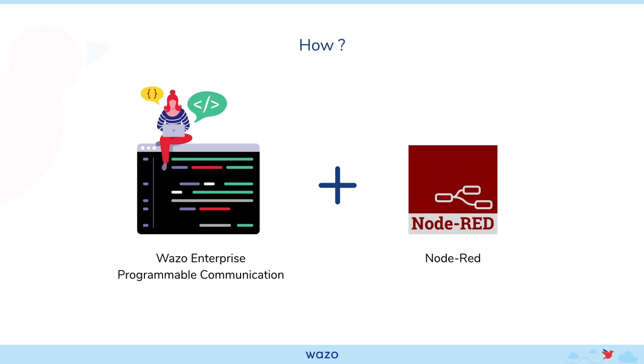In this short demonstration, we will use Wazo Enterprise Programmable Communication combined with Node-RED. Wazo's solution exposes a large variety of communications APIs to web developers and can be deployed in any infrastructure. Node-RED is a low-code visual flow programming tool using Wazo's and Google's APIs, among many others. So let's discover our use case.